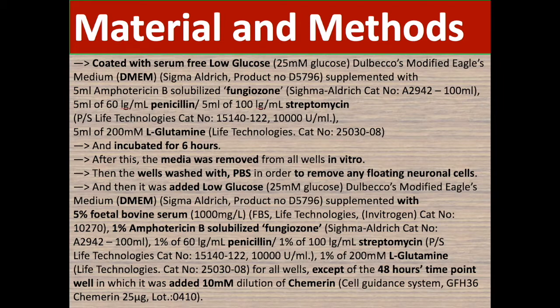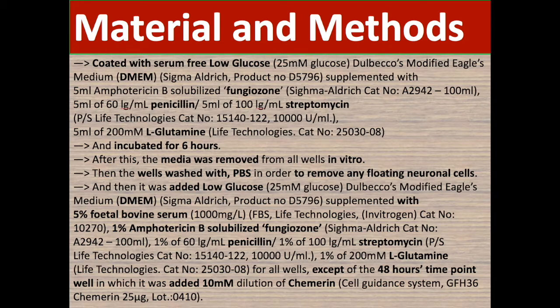coated with serum-free low glucose, 25 millimolar glucose, Dulbecco's modified Eagle's medium, DMEM, supplemented with 5 milliliters amphotericin B solubilized fungizone, 5 milliliters of 60 µg/ml penicillin, 5 milliliters of 100 µg/ml streptomycin, 5 milliliters of 200 millimolar L-glutamine, and incubated for 6 hours. After this, the media was removed from all wells in vitro. Then the wells were washed with PBS in order to remove any floating neuronal cells.